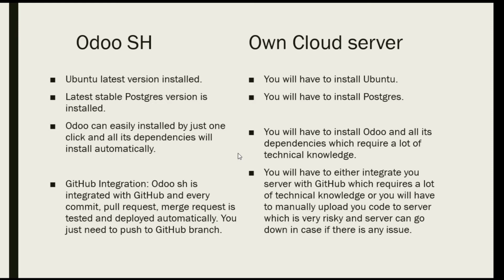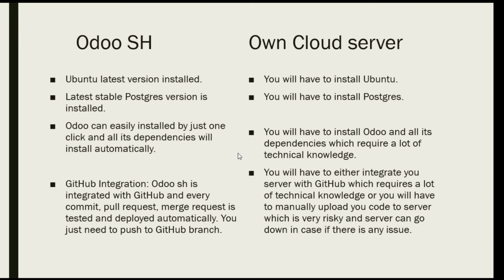If there is any issue in the code, like something wrong has been added, then it will show an error message. But you just need to push the code to the GitHub branch. On the other side, on our own cloud servers, we have to manually push and deploy the code.